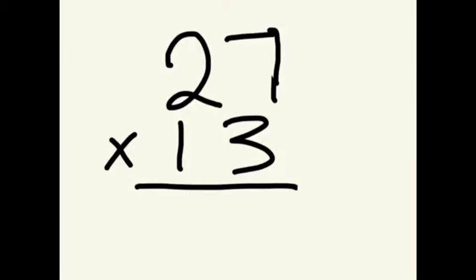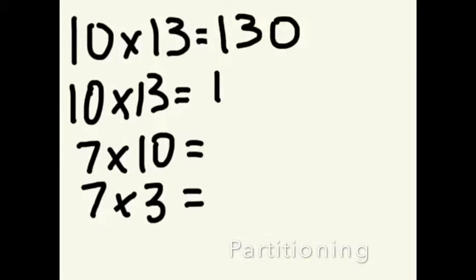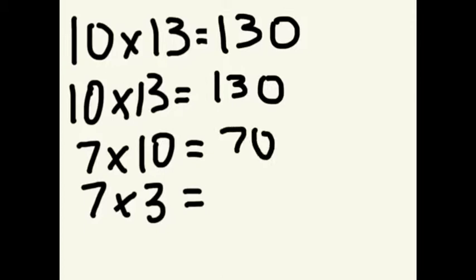I'm now going to demonstrate another strategy to find the product between the two factors 13 and 27. This strategy is called partitioning. I've deconstructed the numbers to make them easier to work with. But I get to the number 7 times 10 and 7 times 3. Now admittedly, this should be 7 times 13. But I've made them easier to work with by deconstructing them further.